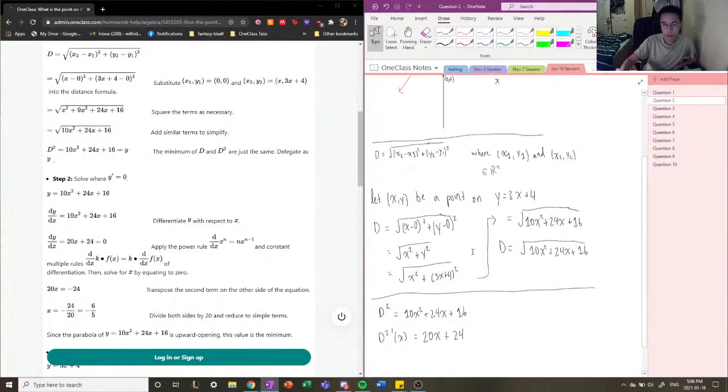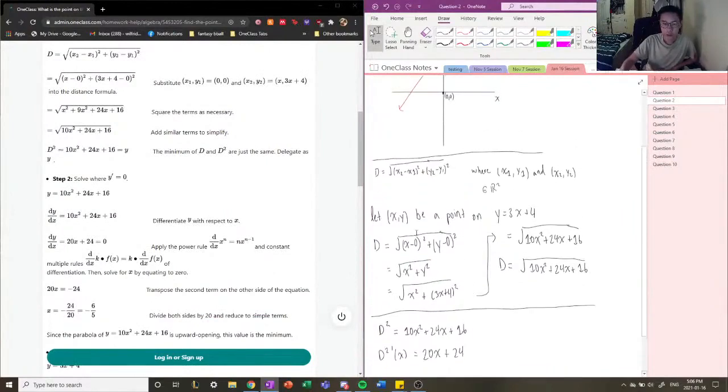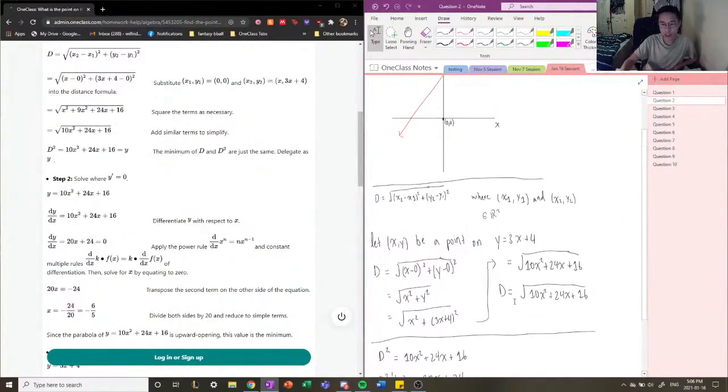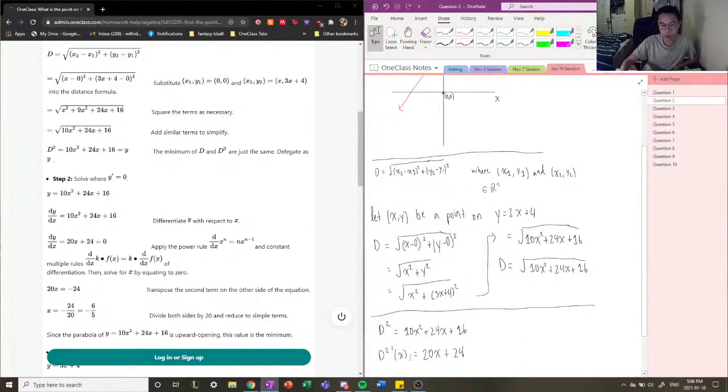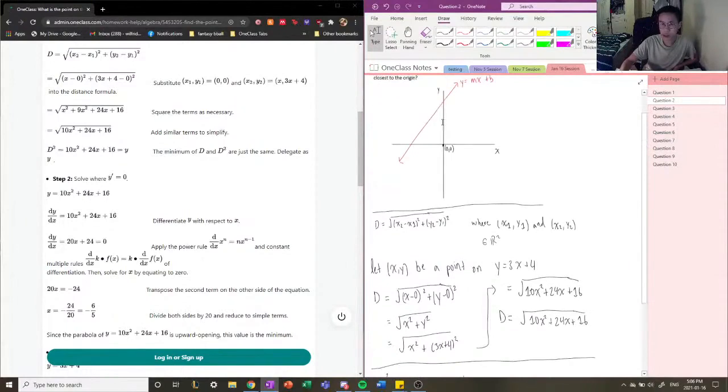All right. So let me recap what I just did. First of all, I defined a function which measures the distance from any point on the line y equals 3x plus 4 to the origin. And then I reasoned that if I were to find the critical point of its derivative, I'll be able to find the point on the line that's closest to the origin.